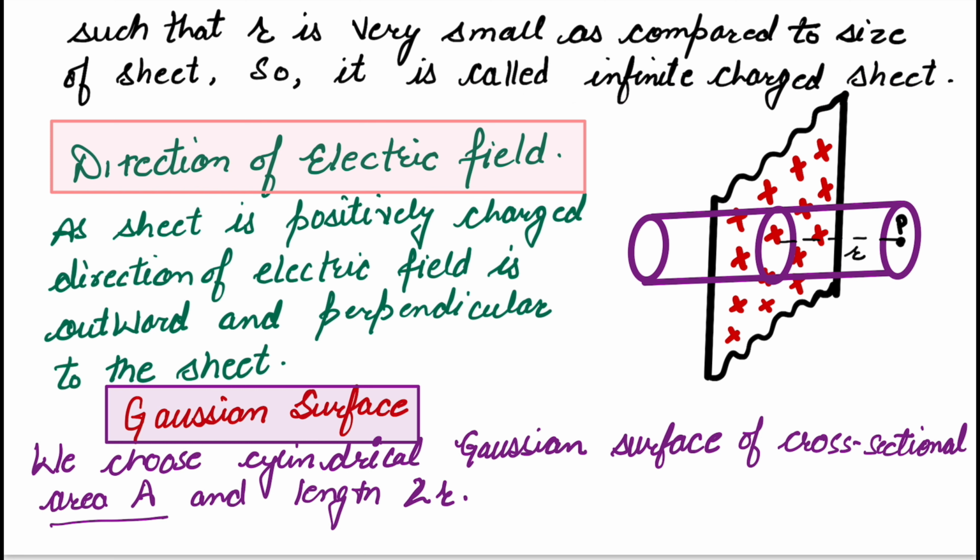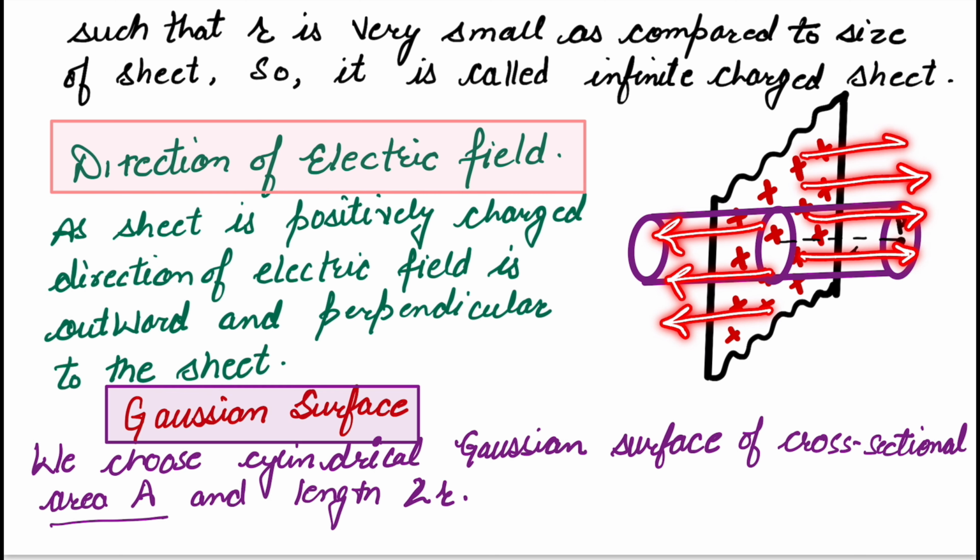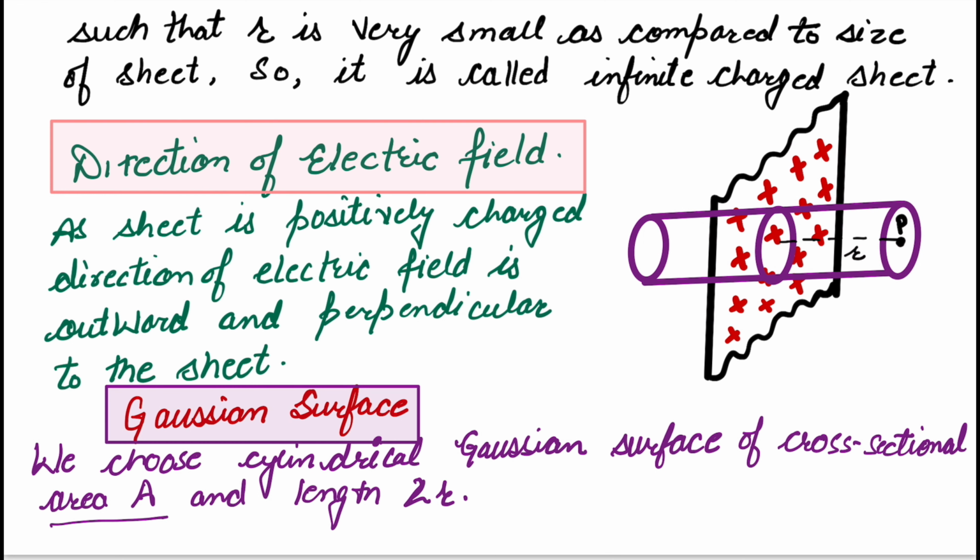It is important to know the direction of the electric field produced due to this positive charge. We know that a positive charge has electric field lines directed away from it. As the sheet is positively charged, the direction of the electric field is outward and it is perpendicular to the sheet. If this is the sheet, then the direction of the electric field is perpendicular and it is equal on both sides of the sheet.